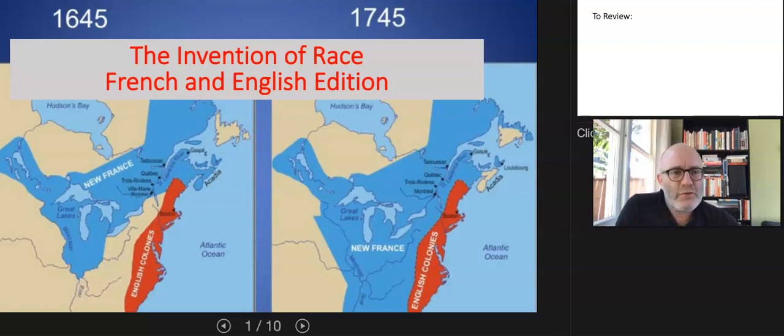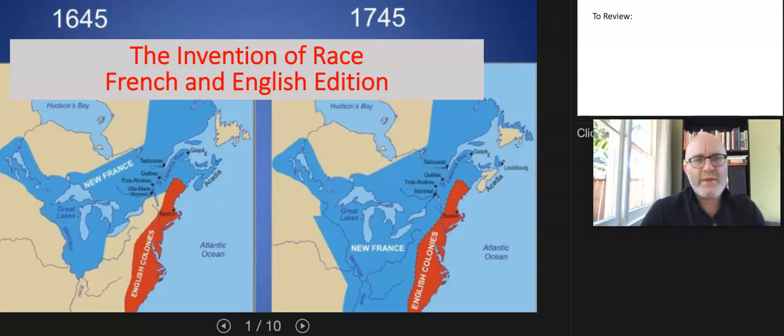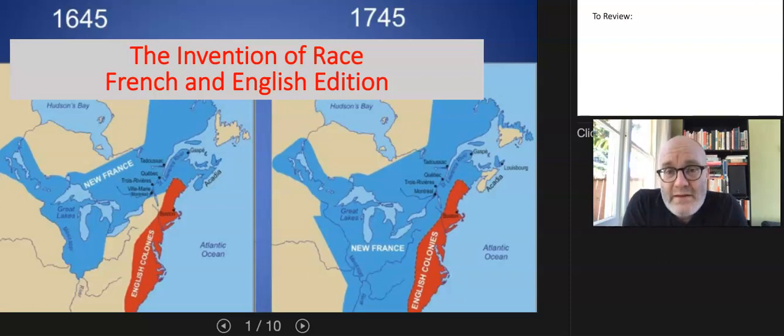Welcome to part two of the My Invention of Race lectures. Two of them, the first one being on the Spanish and Portuguese colonies specifically, and this one being on the French and English. To give us a bit of background here, you see obviously a map, 1645 and 1745, how New France grows significantly, and the English colonies don't grow that much. The form of French empire making is very different from the form of English empire making, and both of them are very different from the Spanish and Portuguese, as we'll see.